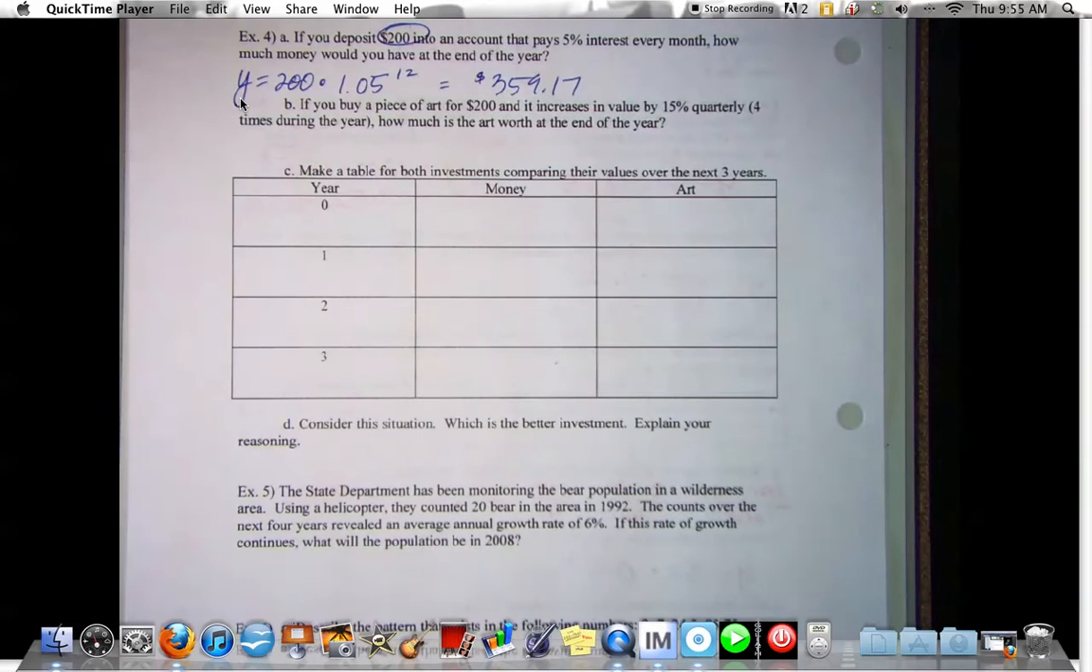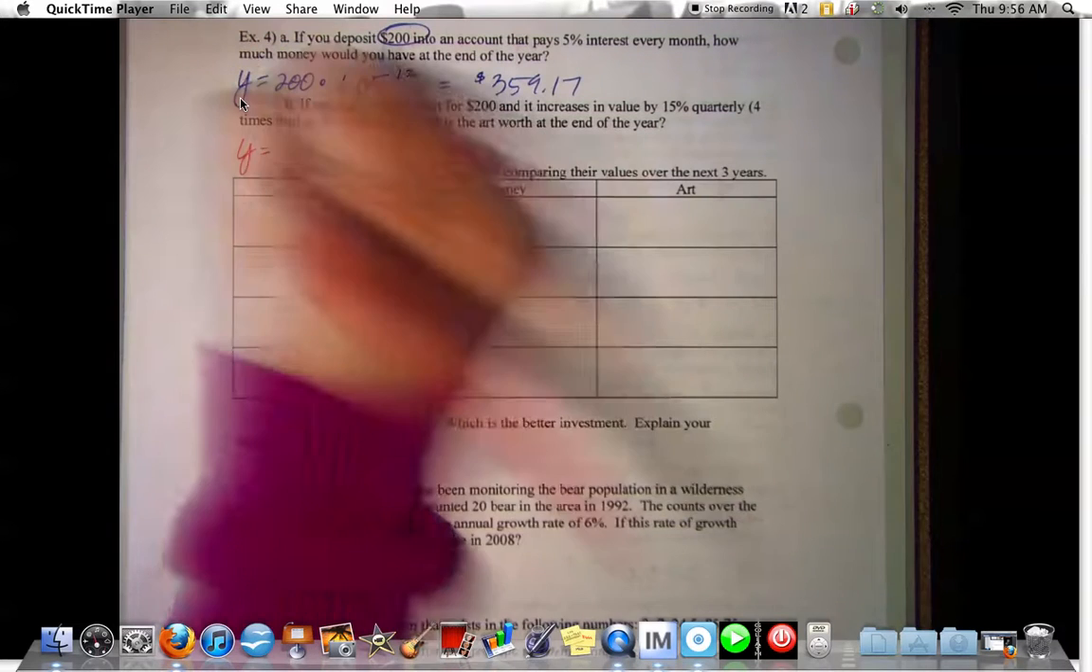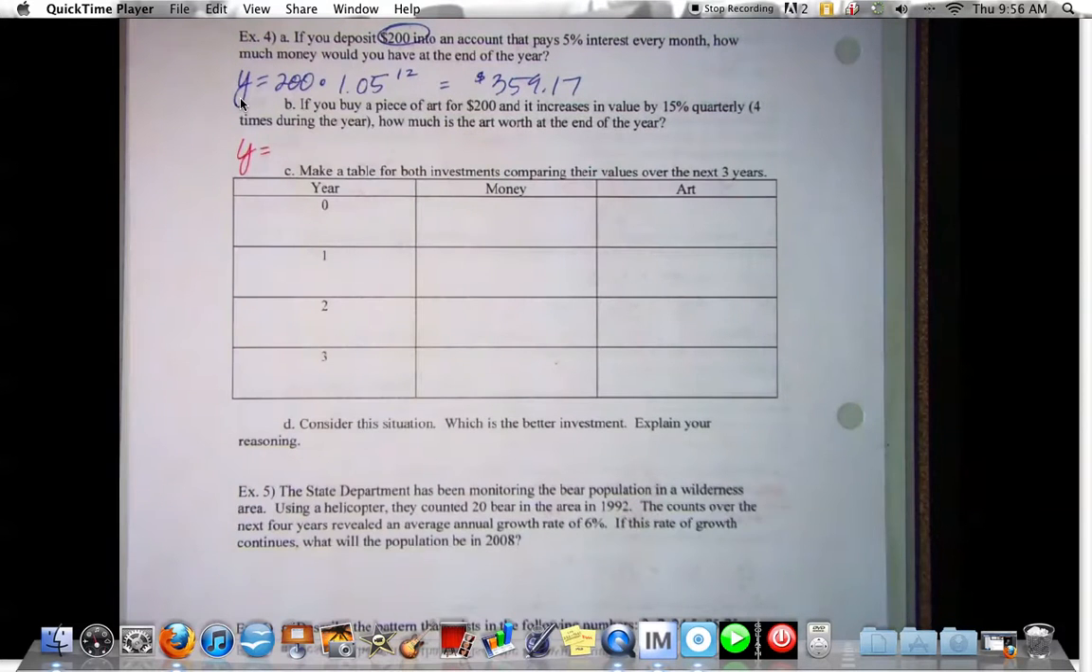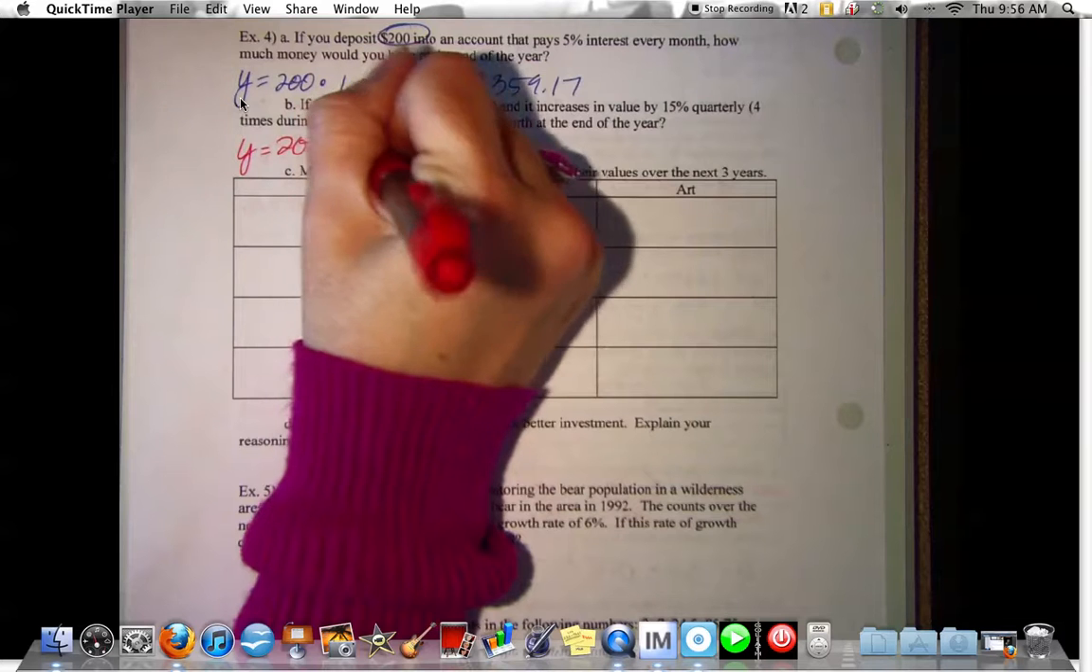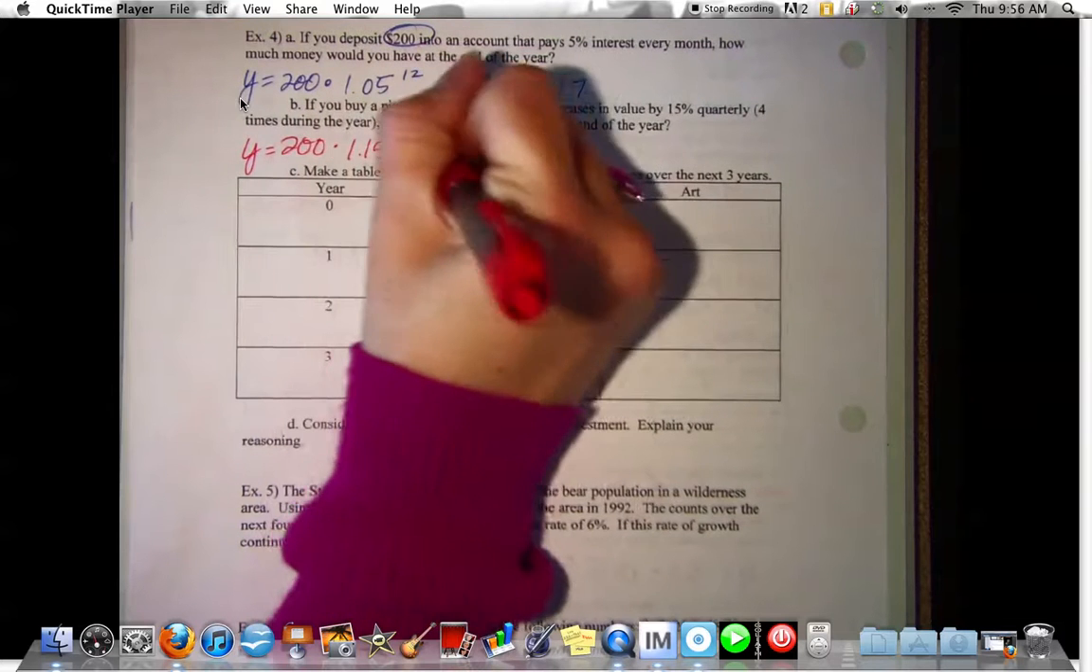If you buy a piece of art for $200 and it increases in value by 15% quarterly, which is 4 times during the year, how much is the art worth at the end of the year? So y equals, what's our initial? 200 times 1.15 to the 4th gives us 349.